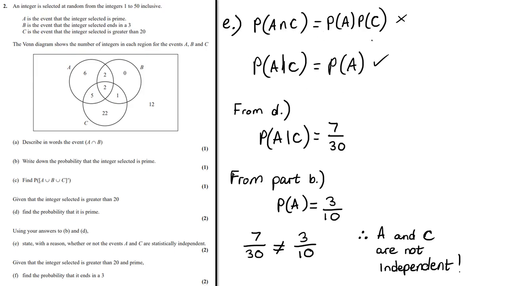But yeah, remember you can always use this formula as well, generally to check independence between 2 events. Okay, so that's part E, and now we finally arrive at the very last part here, part F. So it says, given that the integer selected is greater than 20 and prime, find the probability that it ends in a 3. So we're going to need to clear the screen just so we can finish this question.